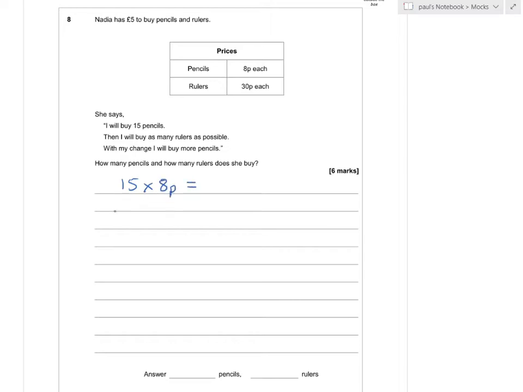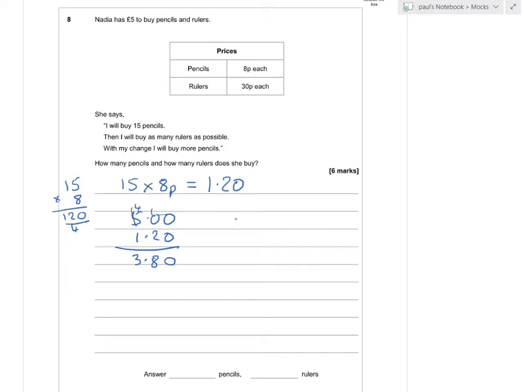Right. So 15 times 8. 5 8s are 40. And that is 12. So that's £1.20. Okay. Now what you're going to do? Then I will buy as many rulers as possible. So she had a fiver, and she spent £1.20, which means she's got £3.80 left, and the rulers are 30 pence.